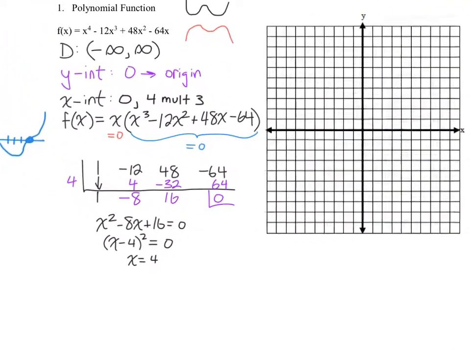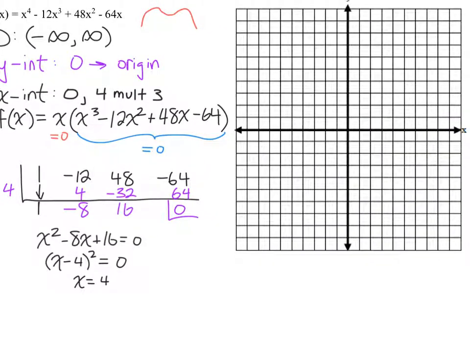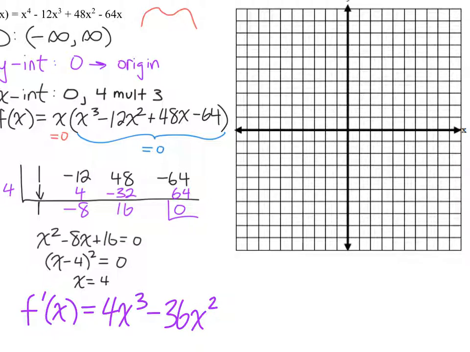All right. The good news is because it's a quartic function to start, the derivative is going to be very easy. So f prime of x is 4x cubed minus 36x squared plus 96x minus 64.